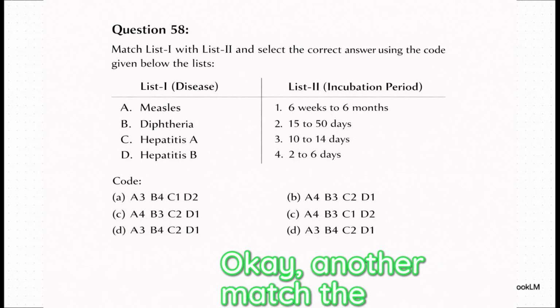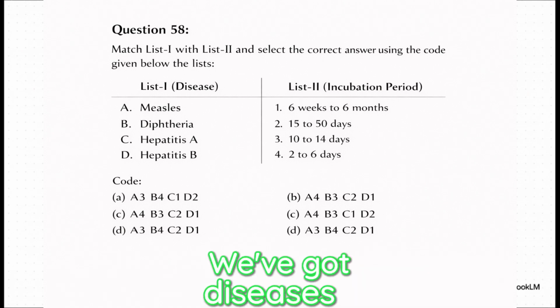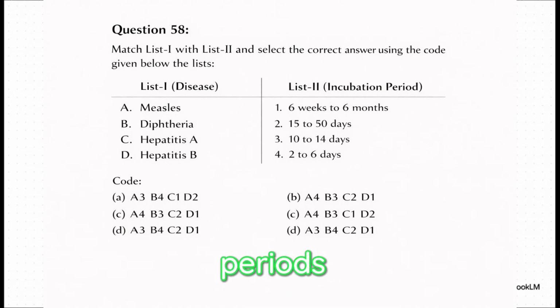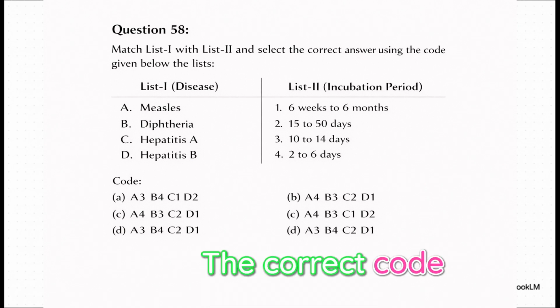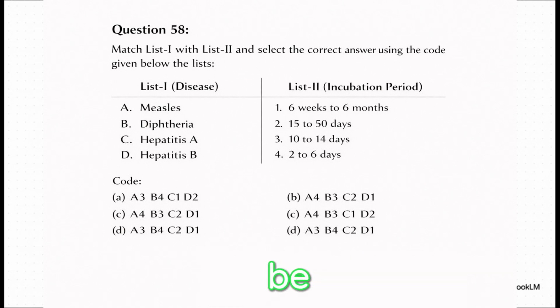Okay, another match the following. Question 58, we've got diseases on one side and incubation periods on the other. Let's see. Measles, diphtheria, hepatitis A, and hepatitis B. The correct code here is D. Let's just run through them to be sure.